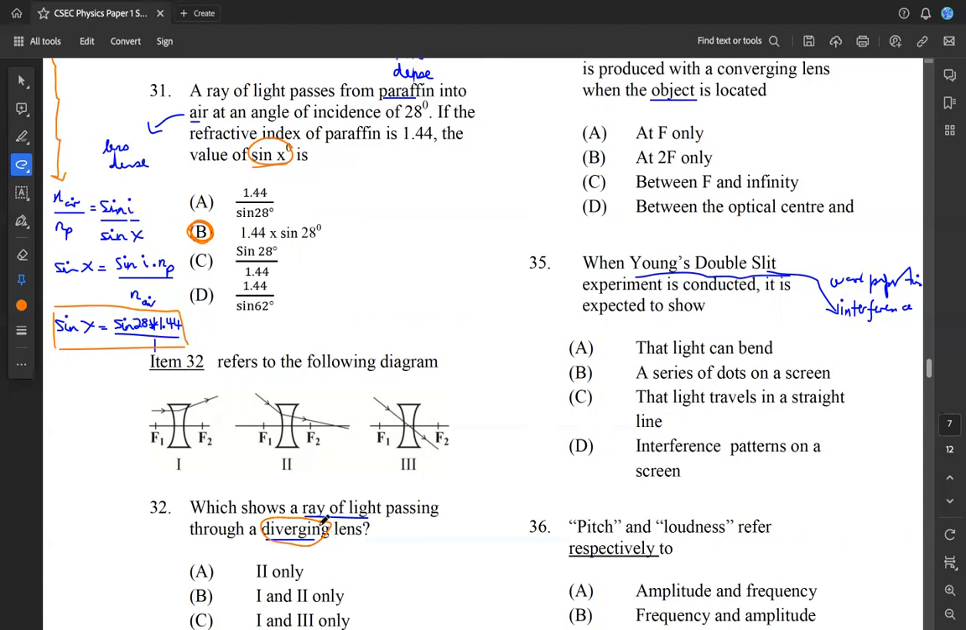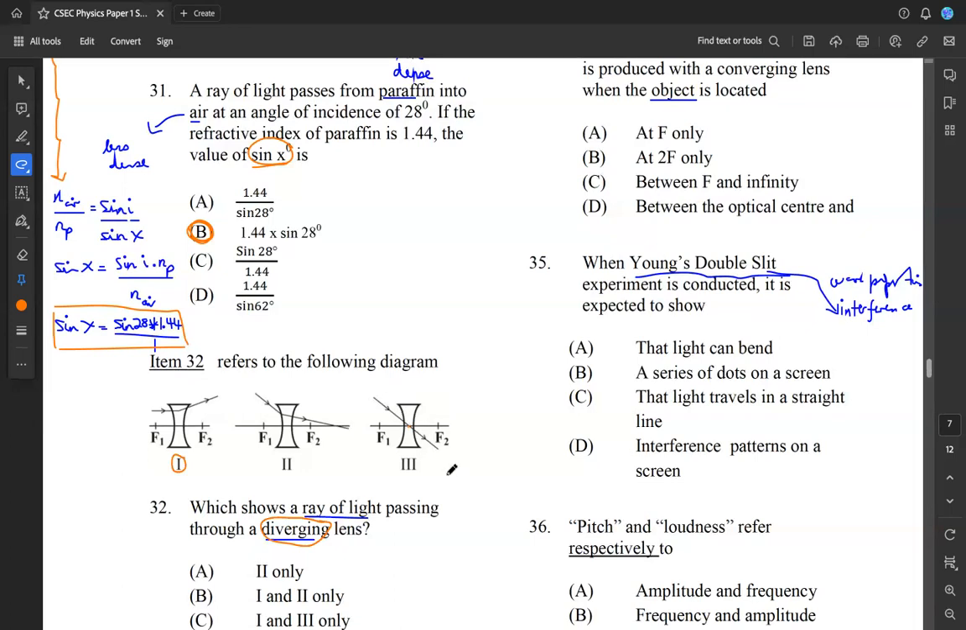So the one that shows divergence is this one. This first one, I, shows divergence because the parallel ray coming in diverges outward. And in this particular case, this figure is all encompassing. It could go for a diverging lens or a converging lens because this is a key property of lenses in general, that whenever a ray goes directly through the optical center, it's going to be undeviated.